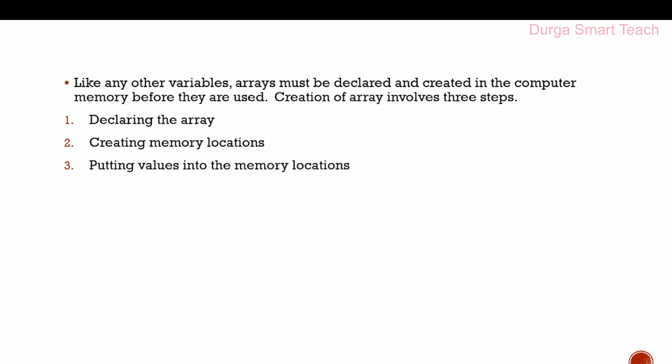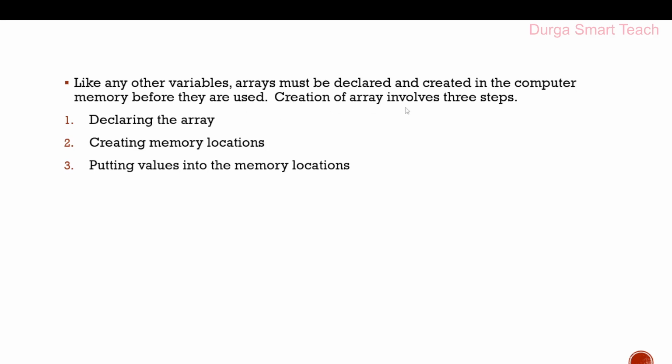Like any other variables, arrays must be declared and created in the computer memory before they are used. For example, if you want to use a variable like a equals 10, first you need to declare that variable. You need to allocate memory for that variable. After that, you can use that variable. So here also arrays must be declared and created before using.